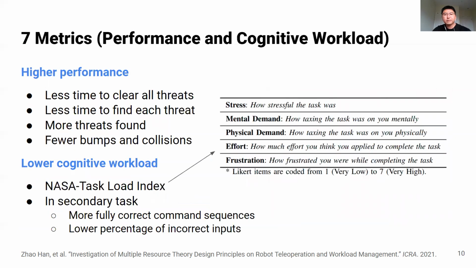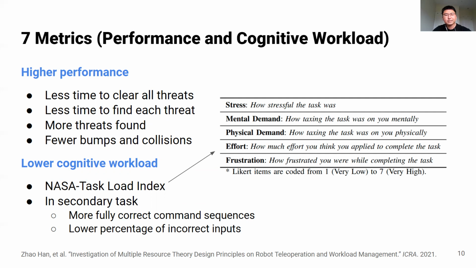To measure the performance and the cognitive workload, we proposed 7 metrics. To measure higher performance, we will check whether it takes less time to clear all the threats, less time to find each threat, and whether there were more threats found, and fewer bumps and collisions with the environment. To measure lower cognitive workload, we used the well-established NASA task load index and some statistics in the secondary task.